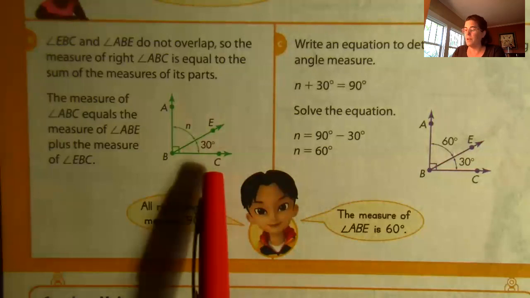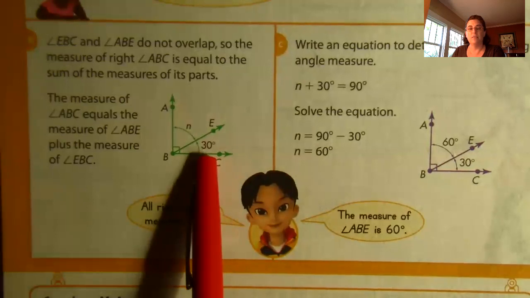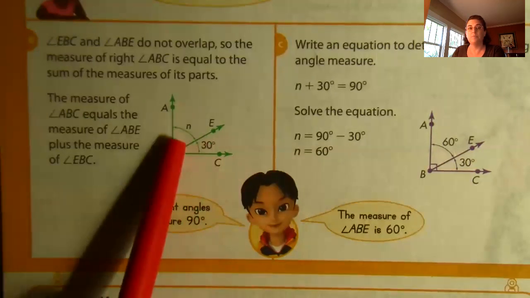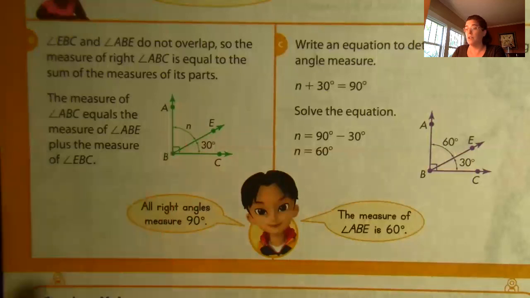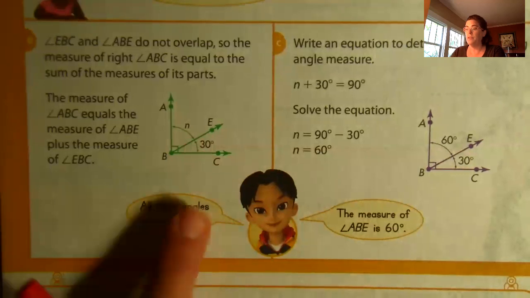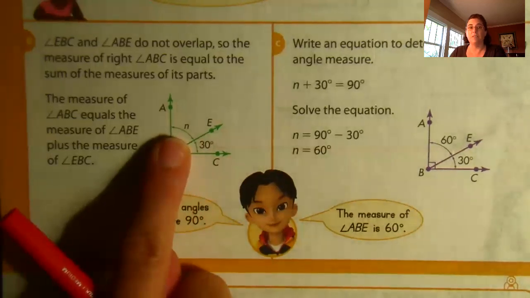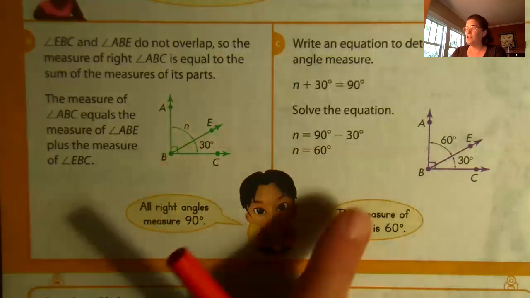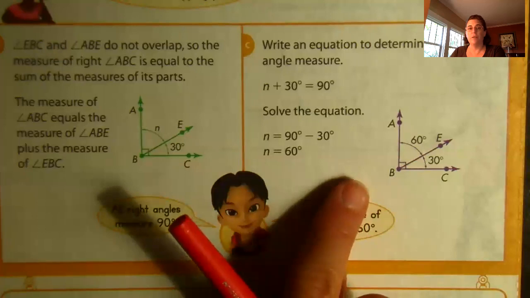Now we're only given part of the degrees, EBC. The angle EBC is 30 degrees, but we do not know what ABE is. That's where the variable is. So we're going to use our knowledge of right angles, that all right angles measure 90 degrees, to determine what that missing angle is. So I have the total and one part. So that means I am going to have to subtract.